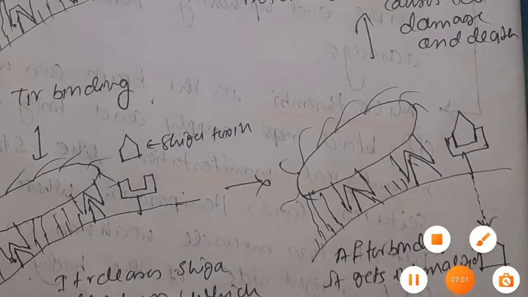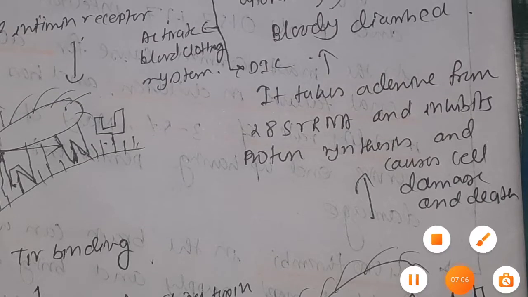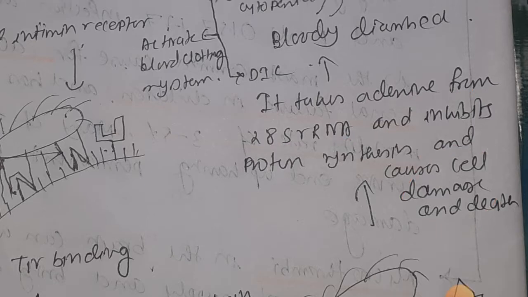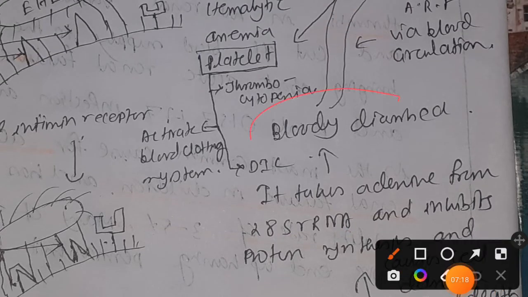get internalized. Okay, and then after that, they will take adenine from 28S ribosomal RNA and inhibit protein synthesis. Okay, and this causes damage and death of the cell. Okay, which ultimately facilitates bloody diarrhea. I think you can understand up to that part very well, right? Now what will occur after that?